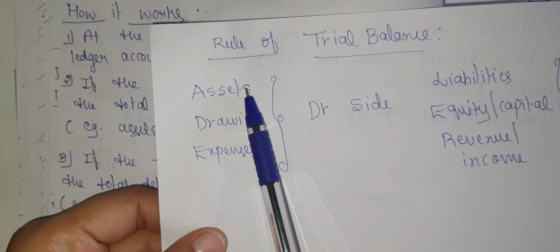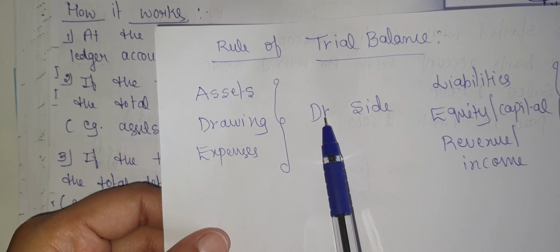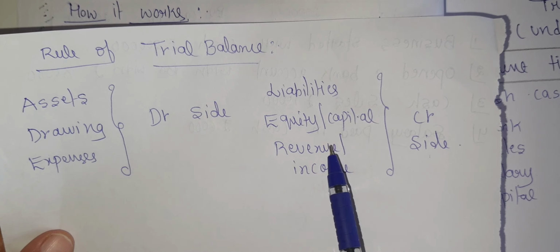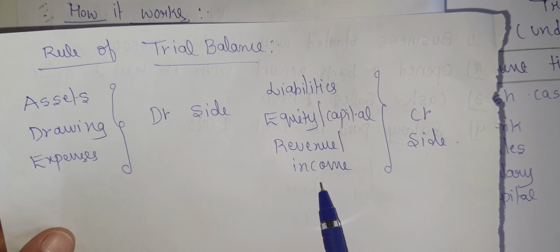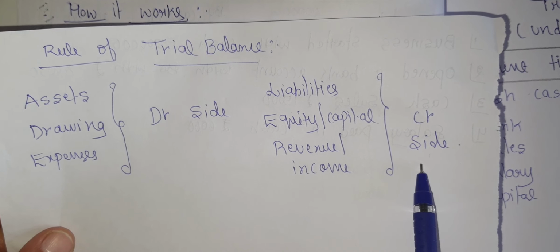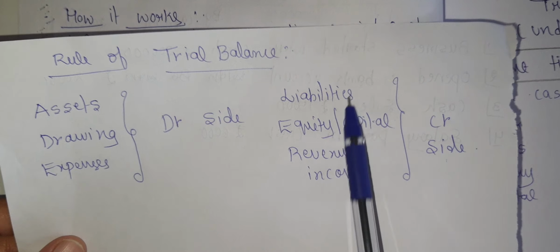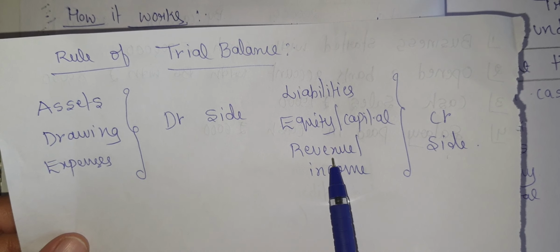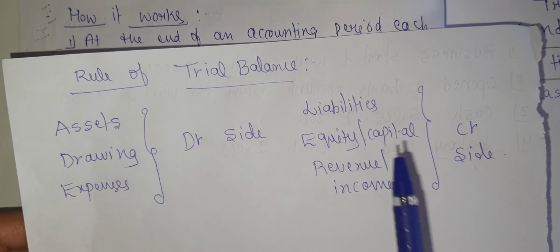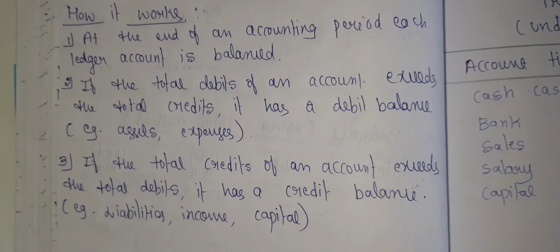Here, all assets, drawings and expenses we have to record on the debit side. And liabilities, equity or capital, revenue or income, we have to record the amount on the credit side. Assets, drawings, expenses: debit side. Liabilities, equity or capital, revenue or income: credit side. So this is the rule of trial balance under balance method. Now let's solve the problem.